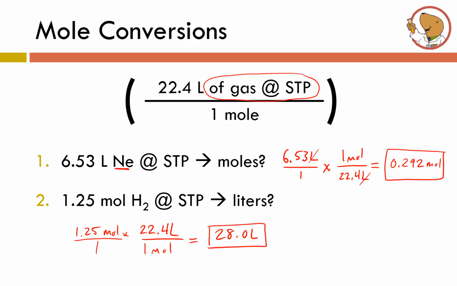I know that I've got 1.25 moles of hydrogen at standard temperature and pressure, and I need to convert that into liters. I always start by taking the number and units I've been provided, in this case 1.25 moles of hydrogen. I know that 22.4 liters of a gas at standard temperature and pressure are equal to 1 mole of a gas. So I've got my moles to cancel out. It leaves me with liters, and to the correct number of sig figs, I calculate 28.0 liters.